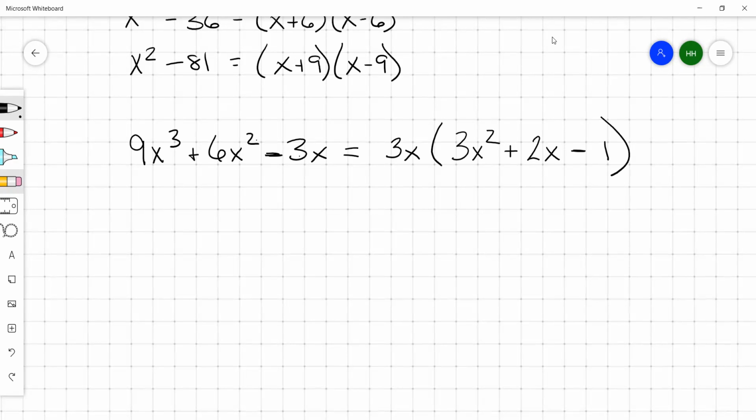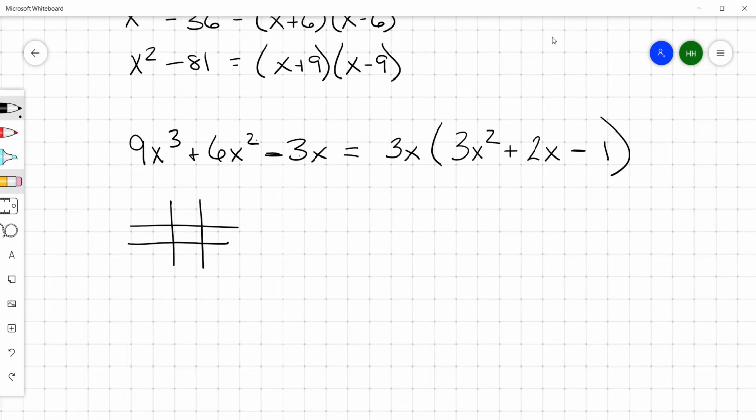So then you got to factor what's in the parentheses. That's when you do the tic-tac-toe board. Remember? You guys got to start remembering stuff that we've done a bunch of times this year.